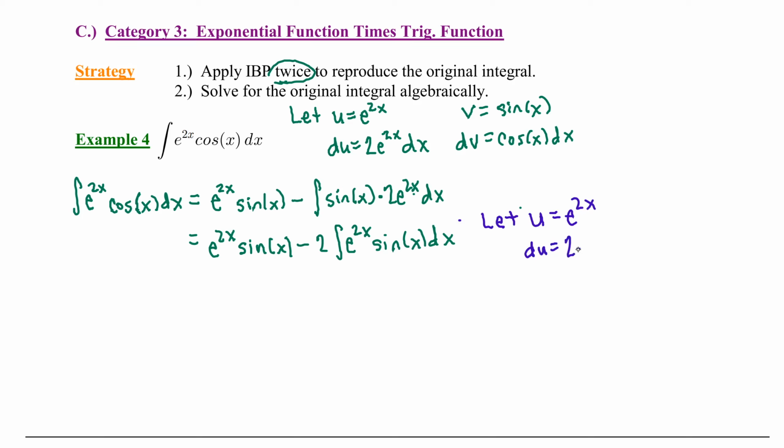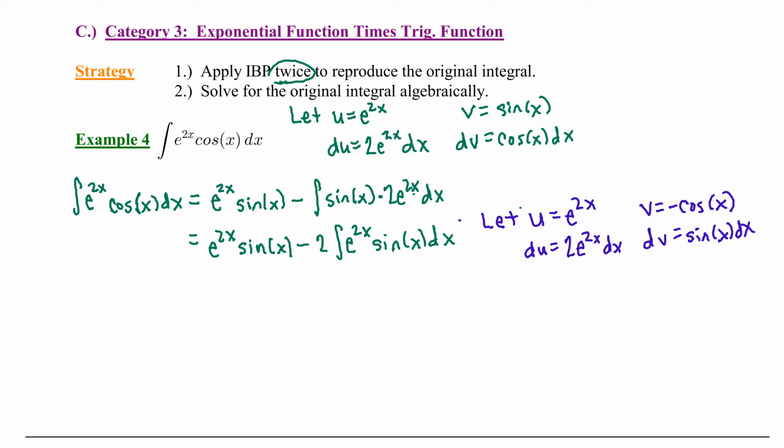So I'm not going to use subscripted variables. du in this case is 2e to the 2x dx. So this part is going to be u. The leftovers here then will designate to be dv. So dv is sine of x dx. The integral of dv is v, and the integral of sine of x is negative cosine of x. Be careful with the signs there. Integral of sine is negative cosine.